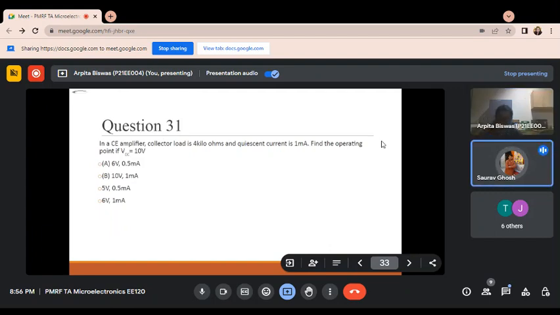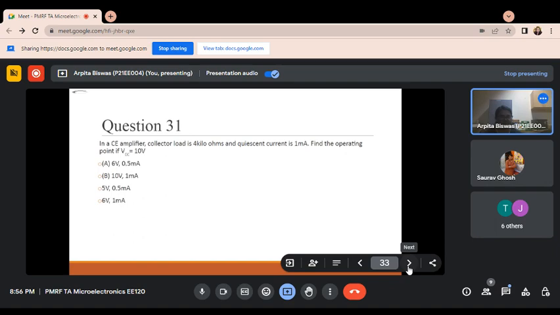Yes, ma'am. By the output KVL, VCE will be equal to VCC minus ICRC. The value of VCC is known, that is 10 volt, minus ICRC. So IC is given 1 milliampere, RC is given as 4 kilo ohm. So ICRC will be 4. So 10 minus 4 will give me 6 volt. Yes. So the operating point will be VCEQ comma ICQ. IC I already know, that is 1 milliampere. So from that 6 volt I am getting VCE. So 6 and 1, that is the operating point: 6 volt, 1 milliampere. VCE, IC.